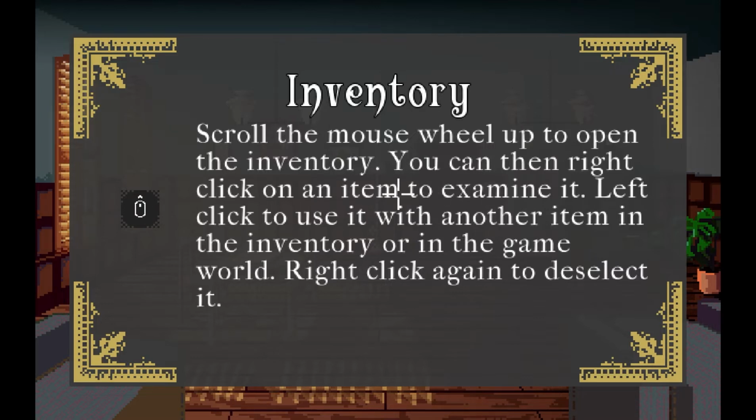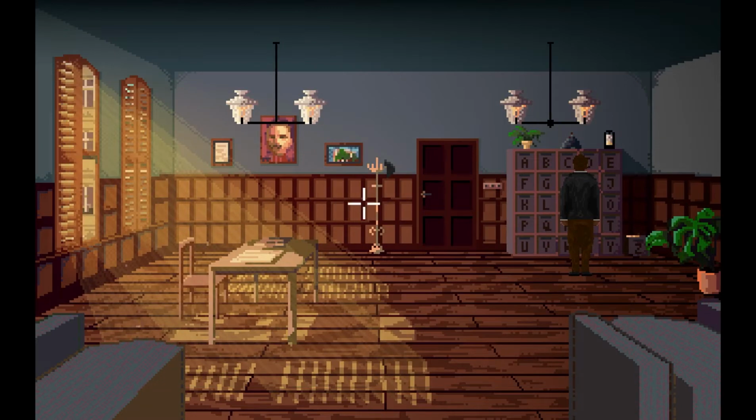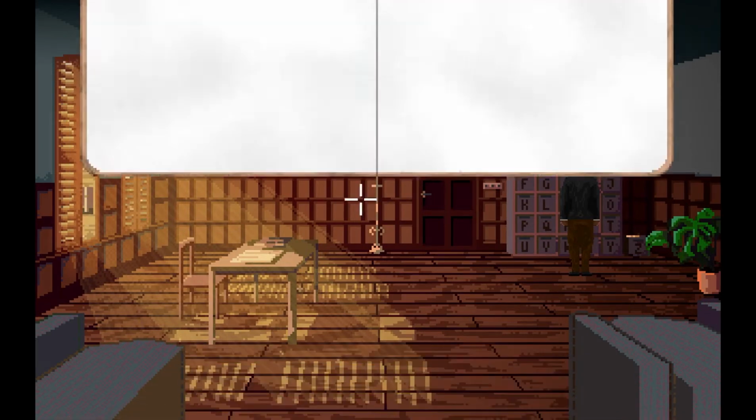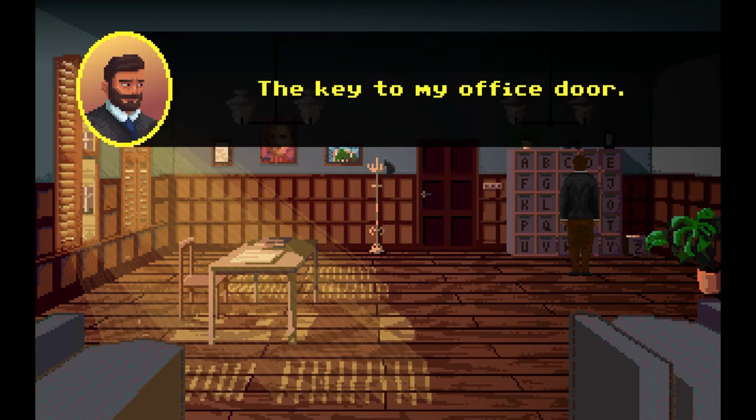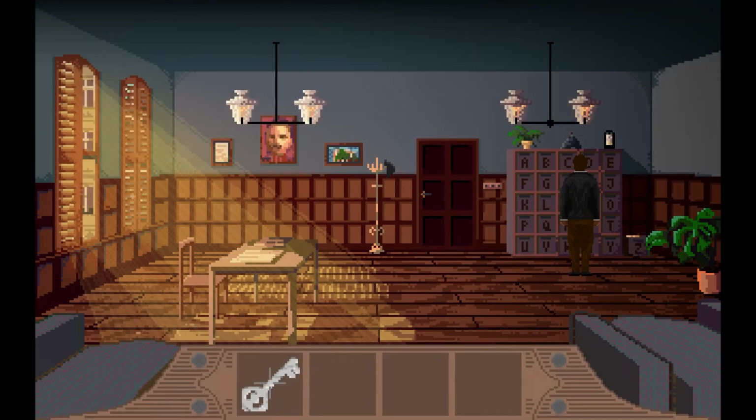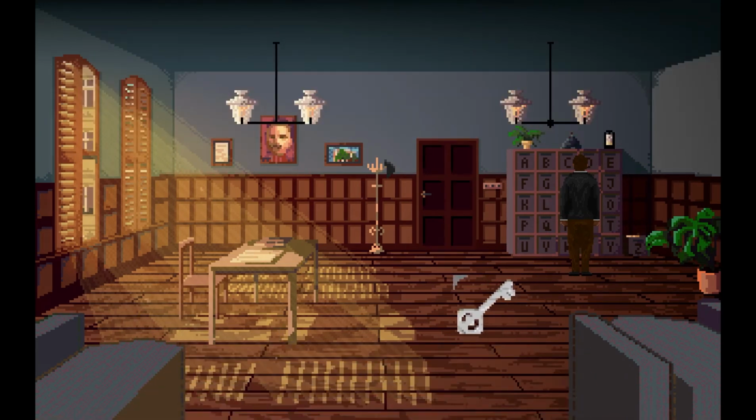You can then right click on an item to examine it, left click to use it with another item in the inventory or in the game world, right click again to deselect it. This feels really smooth so far, by the way. The key to my office door. That was a right click to examine, left click to use.